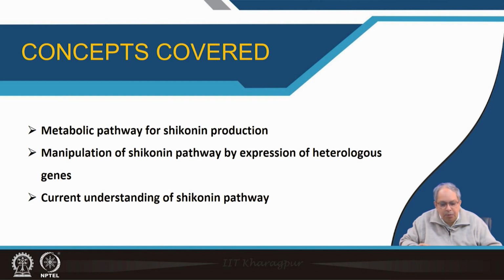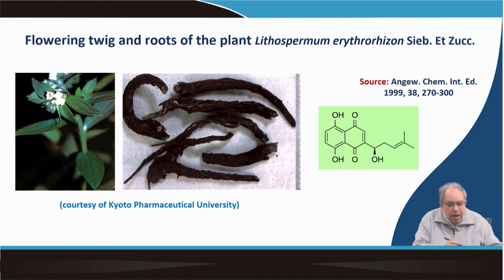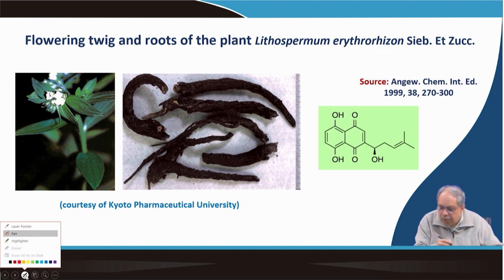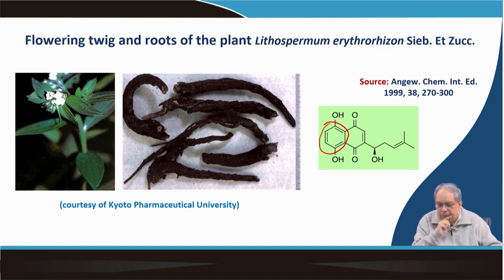First, the metabolic pathway of shikonin production, although I have discussed this in the previous class. Then we will talk about the manipulation of the shikonin pathway by expression of heterologous genes, and finally, we will also try to see our current understanding of the shikonin pathway. As I have shown you in the previous slide, shikonin is basically a naphthoquinone pigment, where one part is coming from the phenylpropanoids and shikimate, and the other one is the phenyl.